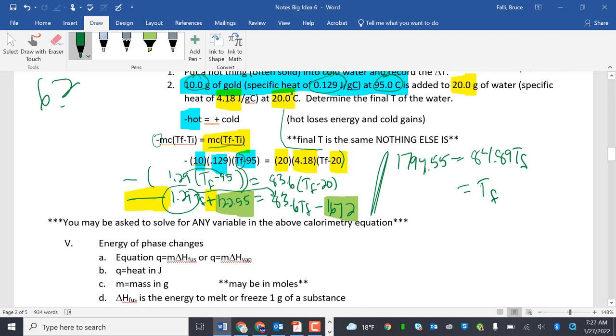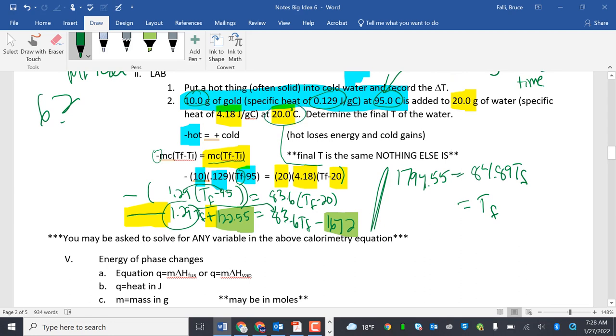I say a little prayer to the chemistry gods that my temperature is between 20 and 95. Please, please, please. And my answer is 21.1 degrees Celsius. Now, that might scare you a little bit, okay? So notice that I have twice as much water, right, as gold. So that means it should be closer to gold. And notice the specific heat difference is 0.129, very small, versus 4.18, which is like 40 times more, right? So that's why it's so big.